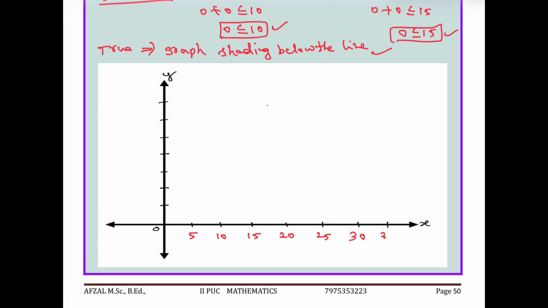Integration of 1 by 1 plus x square is tan inverse x, but here in place of x, y is there: tan inverse y equals integral of 1 is x plus integral of x square is x cube by 3 plus c. This is the answer. If you want to convert more, y is equal to tan of, if you transpose that side, it becomes tan of (x plus x cube by 3 plus c).